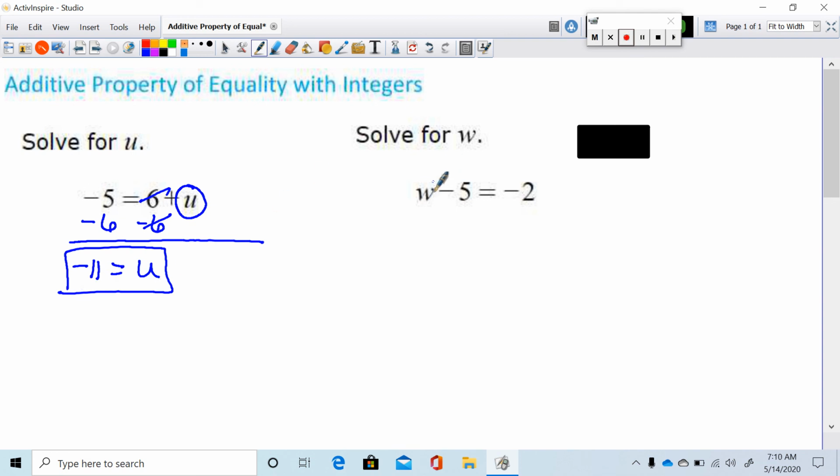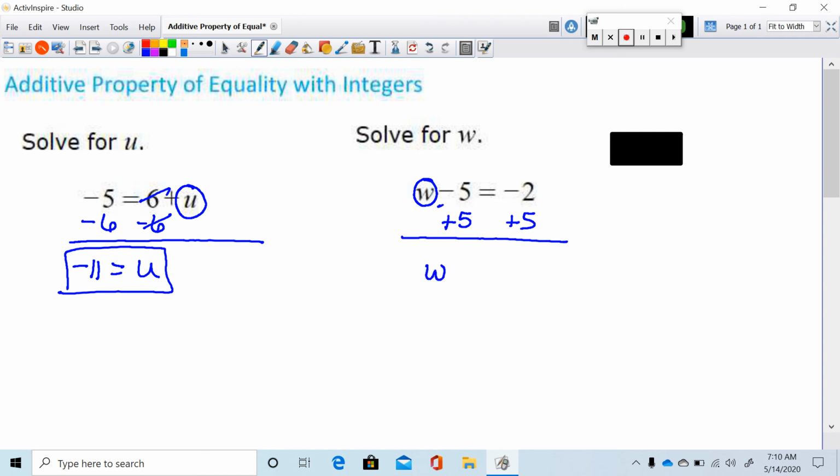Okay, on the next one, the w. So you want to get rid of everything that's on the same side of the equation with that. So we want to get rid of a negative 5 or subtracting 5. Well, the opposite of subtracting 5 is adding 5. So I'm going to add 5 to each side. Bring down the w. Opposites cancel. Bring down the equal.